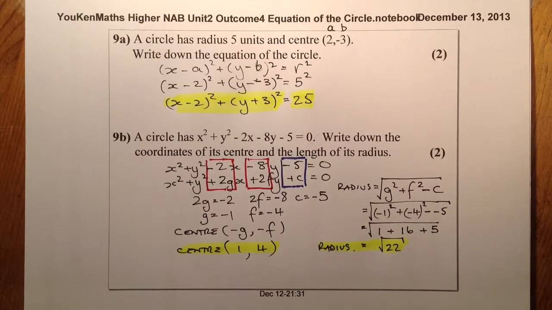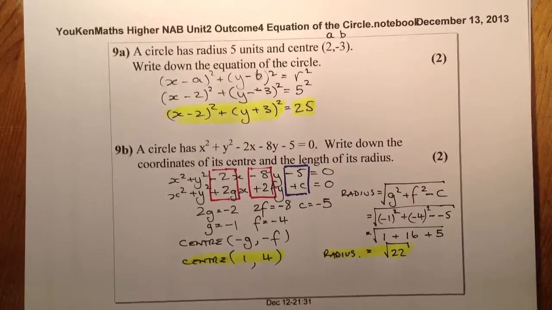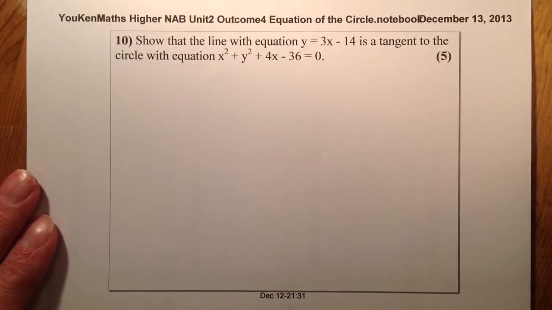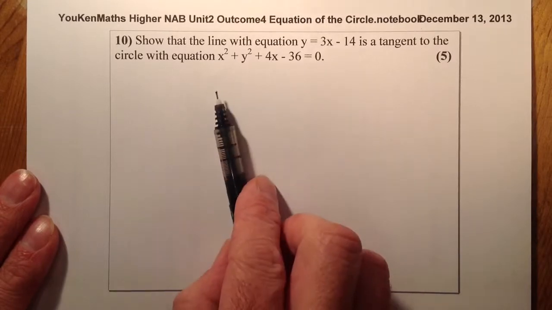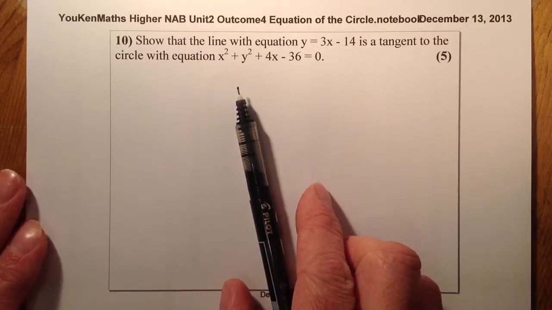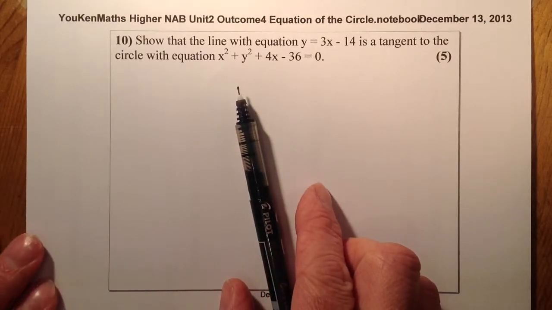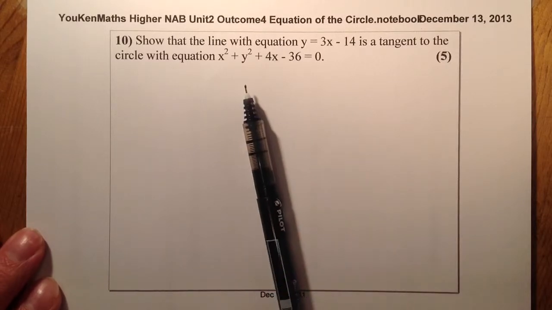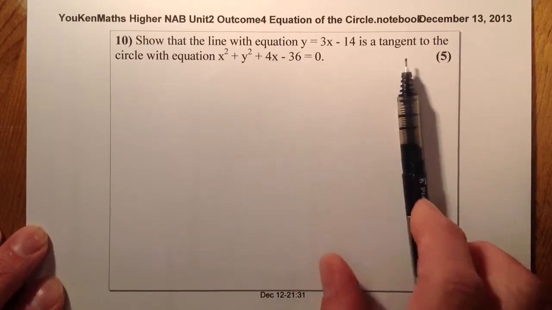Let's move on to question 10. What we're doing here is showing that the line with the equation y is equal to 3x minus 14 is a tangent to the circle with equation x squared plus y squared plus 4x minus 36 equals 0. Okay, so let's go about that.